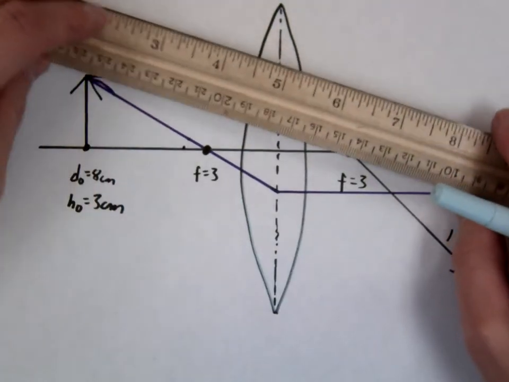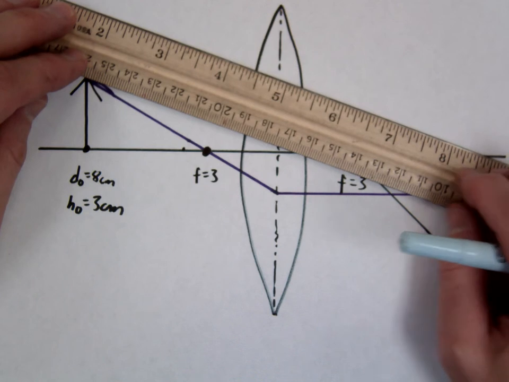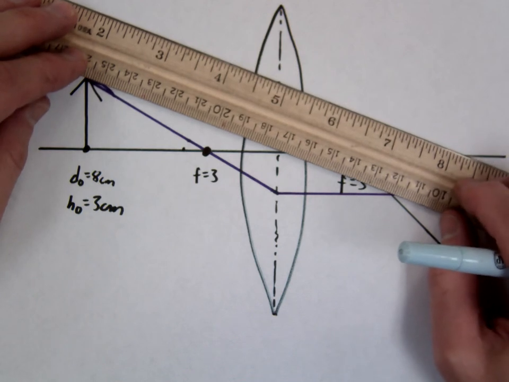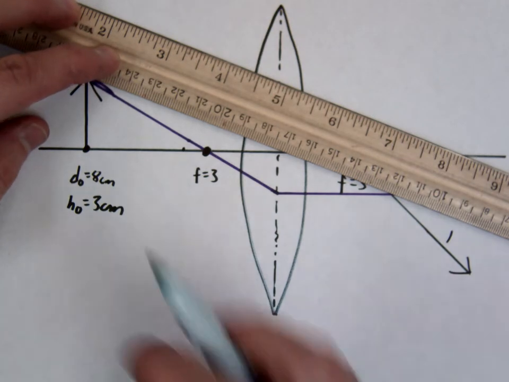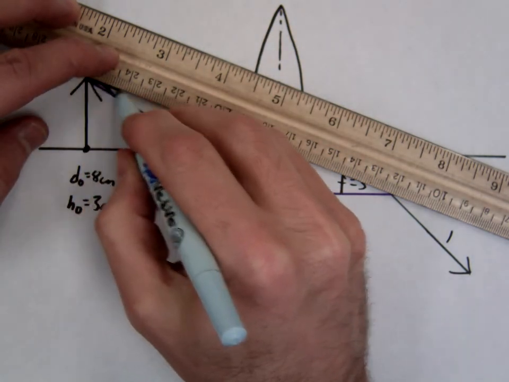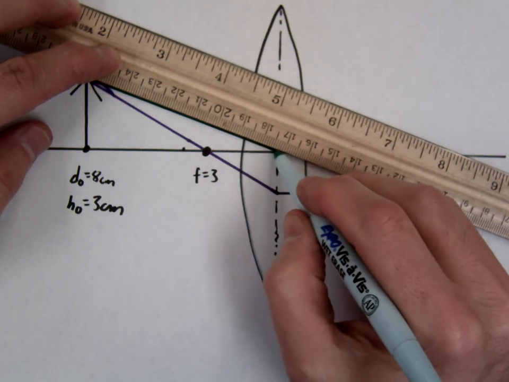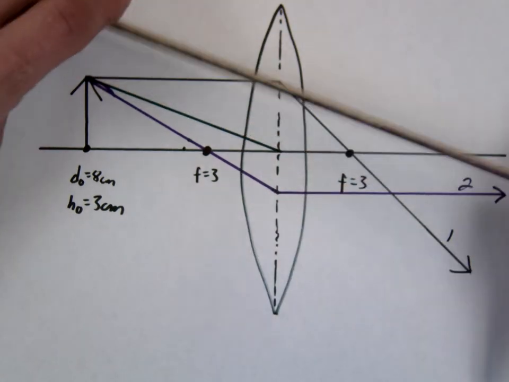Okay, so let me show this for you. You're going to draw an object. Draw a line from your object through the center of the lens. Like this.